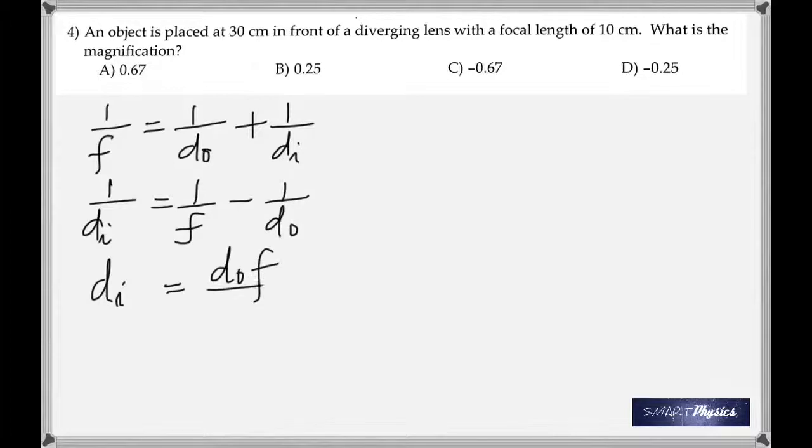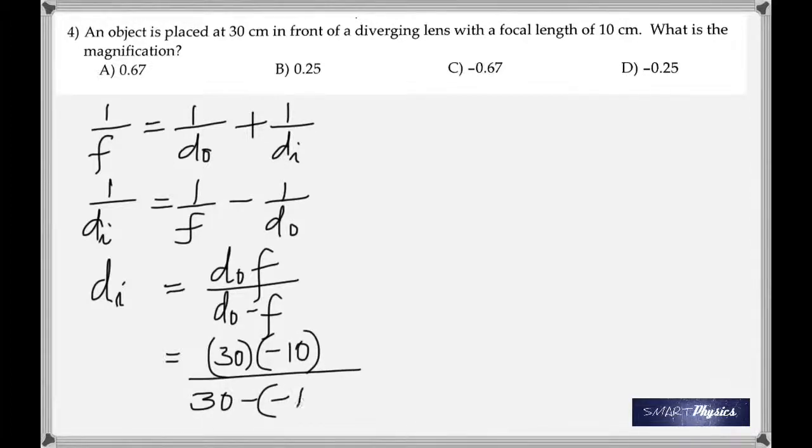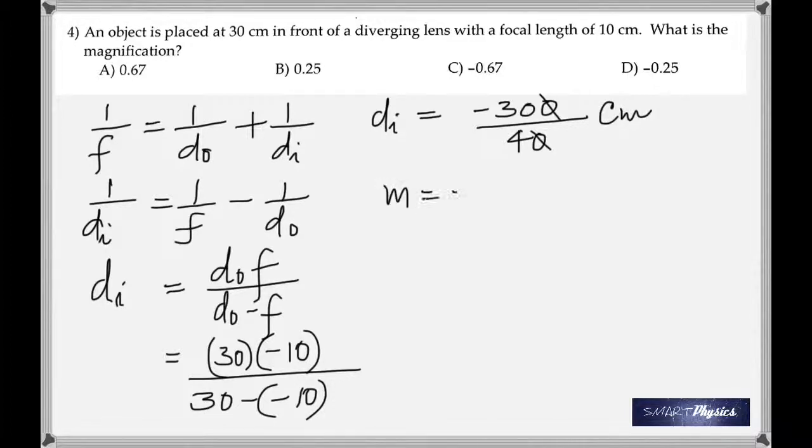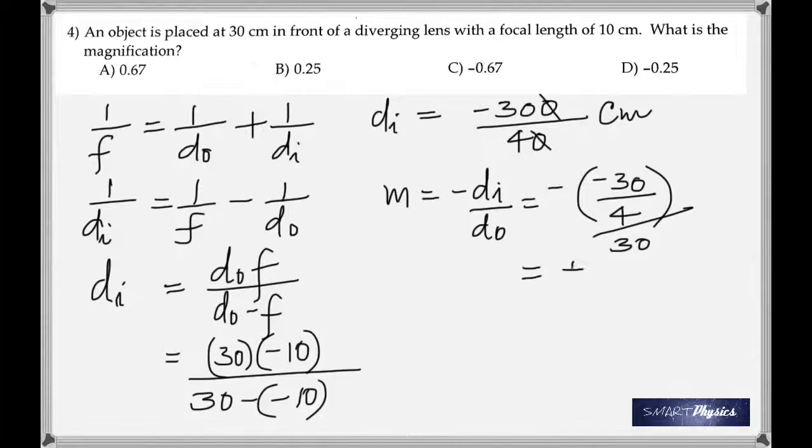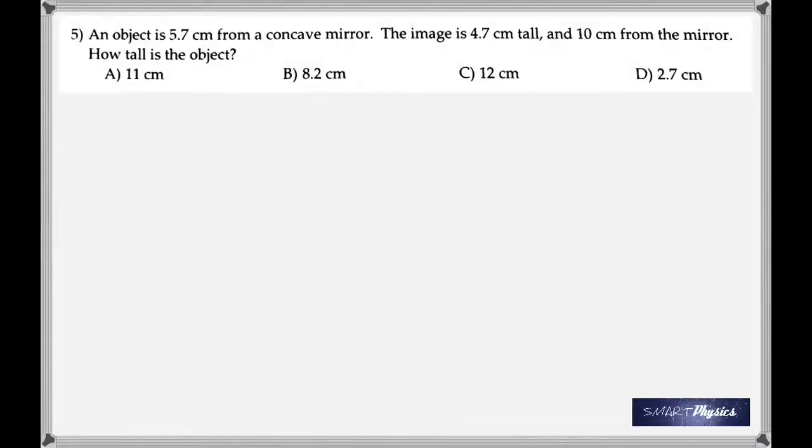Once again, DI is DOF by DO minus F. And very carefully on substituting that, DI is negative 300 by 40, which is negative 30 by 4. And magnification is negative of DI by DO. So now we're going to get two negatives. And that's 30 by 120, which is 0.25.